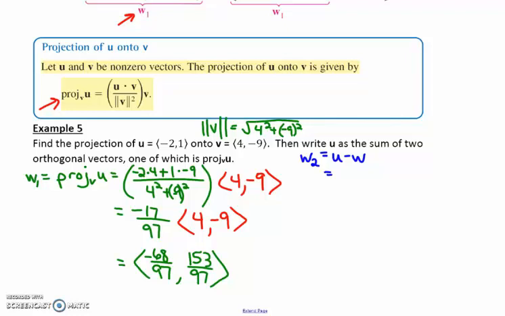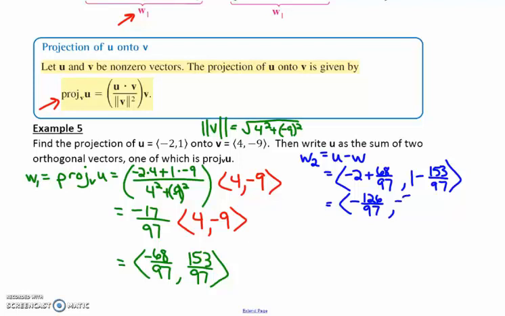Okay, and so remember that we're just subtracting, so that's going to give us negative 2 plus 68 over 97. Remember, it's just because this was subtracting the negative 68 over 97, so it becomes positive. And then we had 1 minus the 153 over 97. So that's how we're going to subtract that. Now I'm just going to simplify a little. So negative 126 over 97, and then negative 56 over 97.